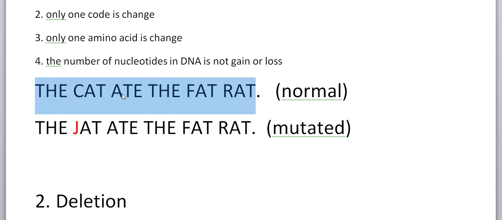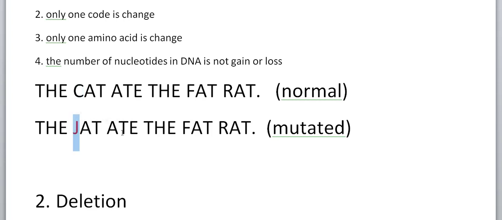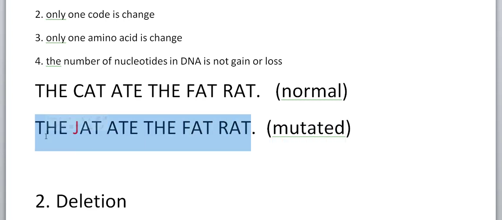The cat ate the fat rat. One nucleotide, one letter, replaced by another. So for example, this C letter replaced by J. The cat ate the fat rat. So this is called mutated. How many letters exist here? The same number of letters as in the normal sentence.